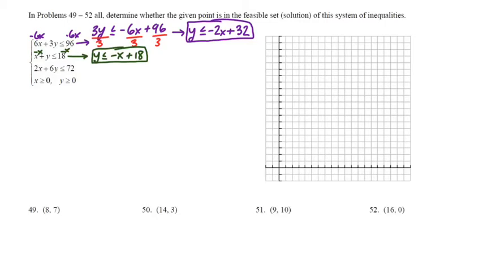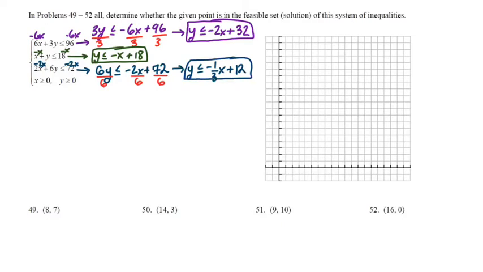And the third and final one there, I'll do that one in blue. Let's see, we've got to subtract 2x first. So subtract 2x on both sides. And then to get y by itself, we'll need to divide everything through on both sides by 6, which gives us y is less than or equal to negative 1/3, if we reduce that fraction, x plus 12.